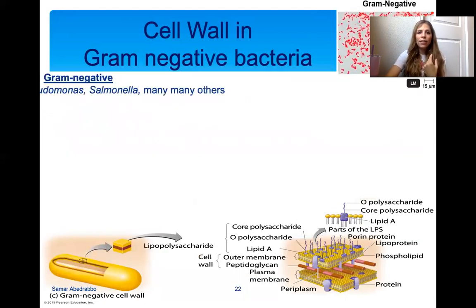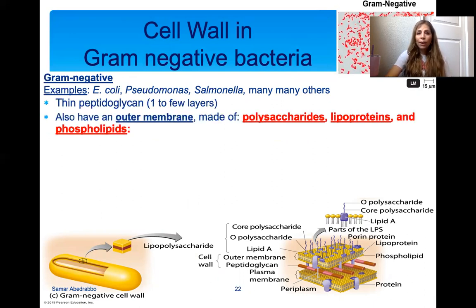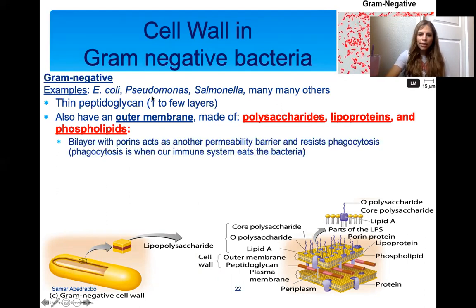Gram-negative bacteria, on the other hand, examples of it are E. coli, Pseudomonas, Salmonella, many other bacterial species. They have thin peptidoglycan, and they also have an outer membrane. The outer membrane is made up of polysaccharides, which are sugars, lipoproteins, fatty proteins, and phospholipids. We'll talk about these molecules later on. The outer membrane is a bilayer, and this bilayer helps protect the bacteria even more. It's really good for the bacteria.